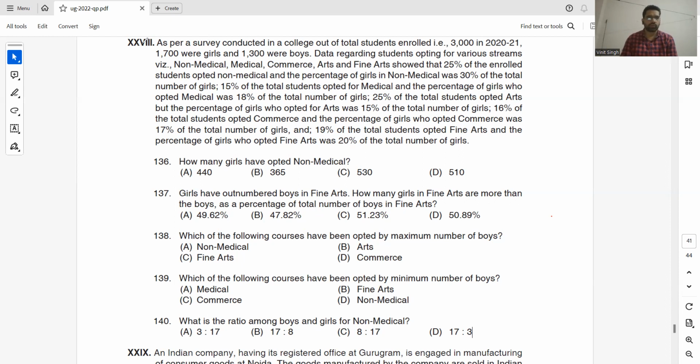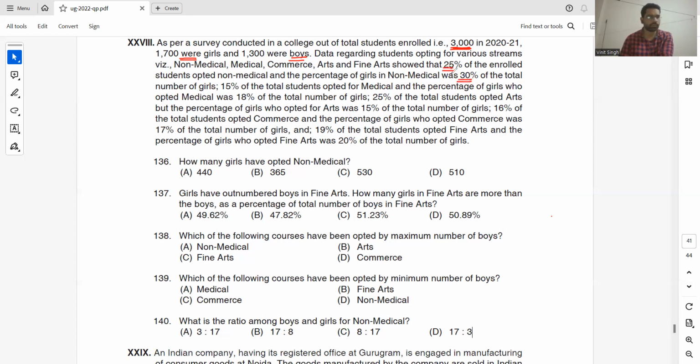The first question is: as per a survey conducted in a college, out of the total students enrolled, 3,000 in 2020-21. So the total number of students in the college is 3,000. 1,700 were girls and 1,300 were boys. Data regarding students opting for the various streams, non-medical, medical, commerce, art, fine arts, shows that 25% of the enrolled students opt for non-medical and the percentage of girls in non-medical is 30%.